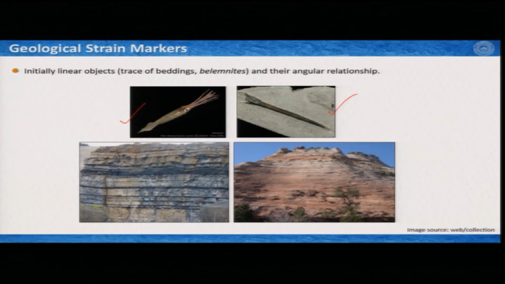Then also the bedding planes are linear, the traces of the bedding planes are linear. So, I have these bedding planes, and now for example, if I consider this black layer and this got folded, I can unfold this black layer which is now folded and figure out what was the magnitude of the strain involved in making this fold.